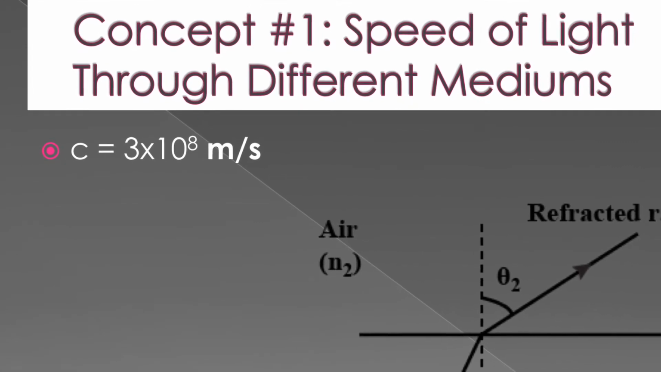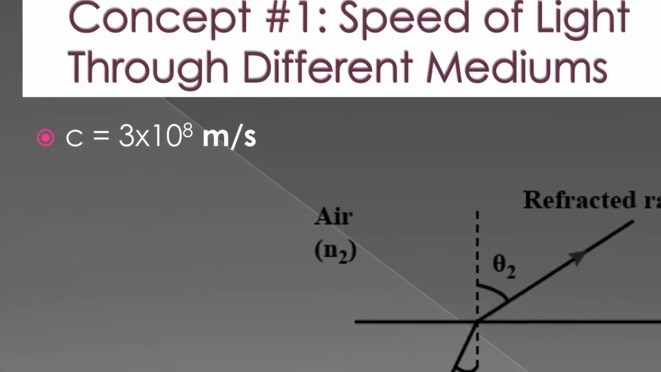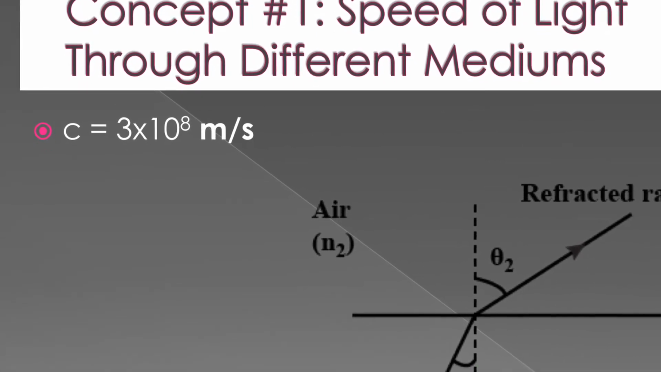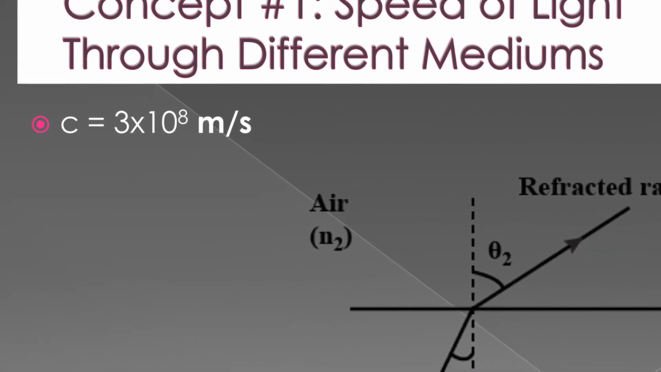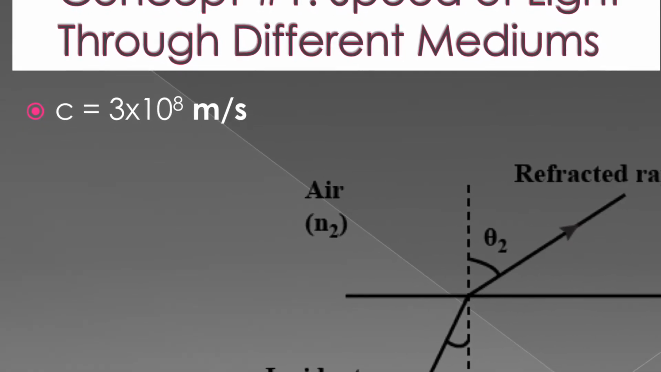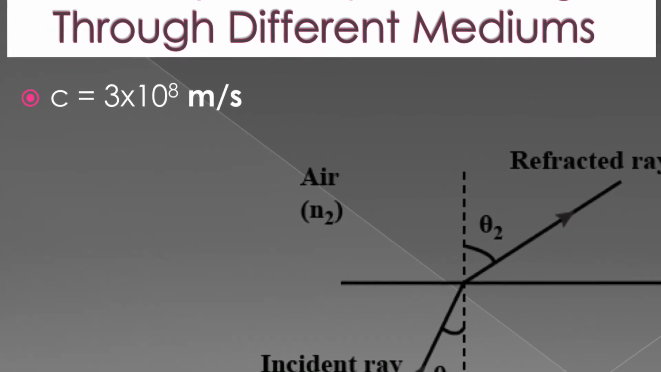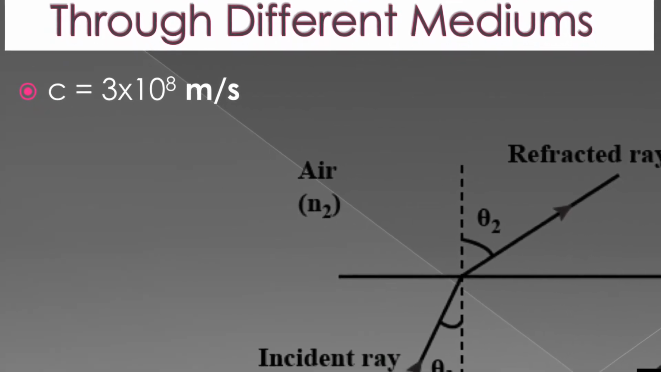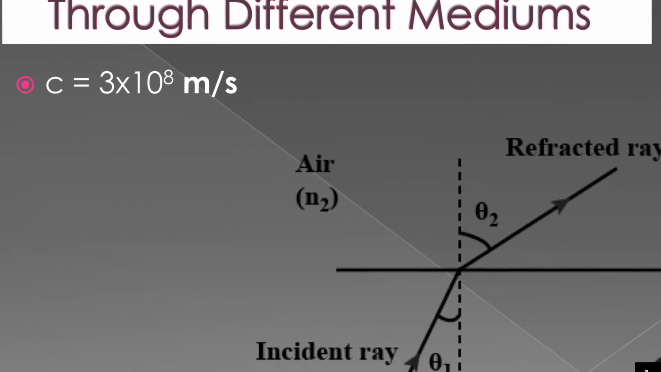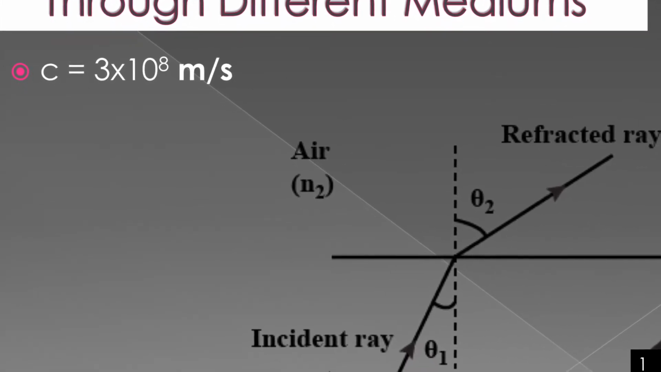Concept number one, the speed of light through different mediums. All light moves at a constant labeled c, which stands for the speed of light, which is equal to 3 times 10 to the 8th meters per second. Now, to put that in humans' perspective, light moves fast. In fact, light is the fastest thing to ever exist. It is the cosmic speed demon.